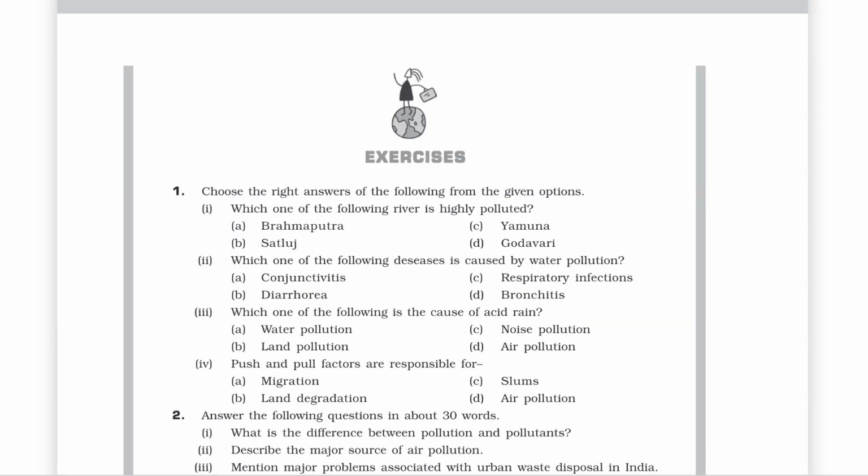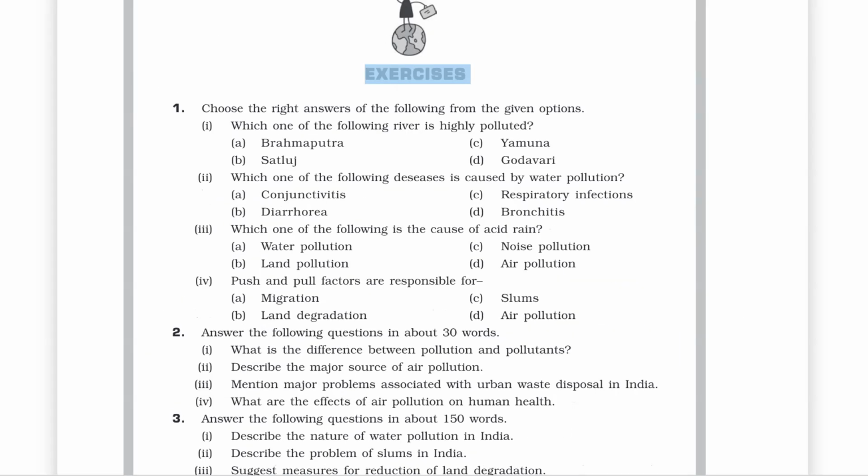Geographical Perspective on Selected Issues and Problems 105. Exercises.